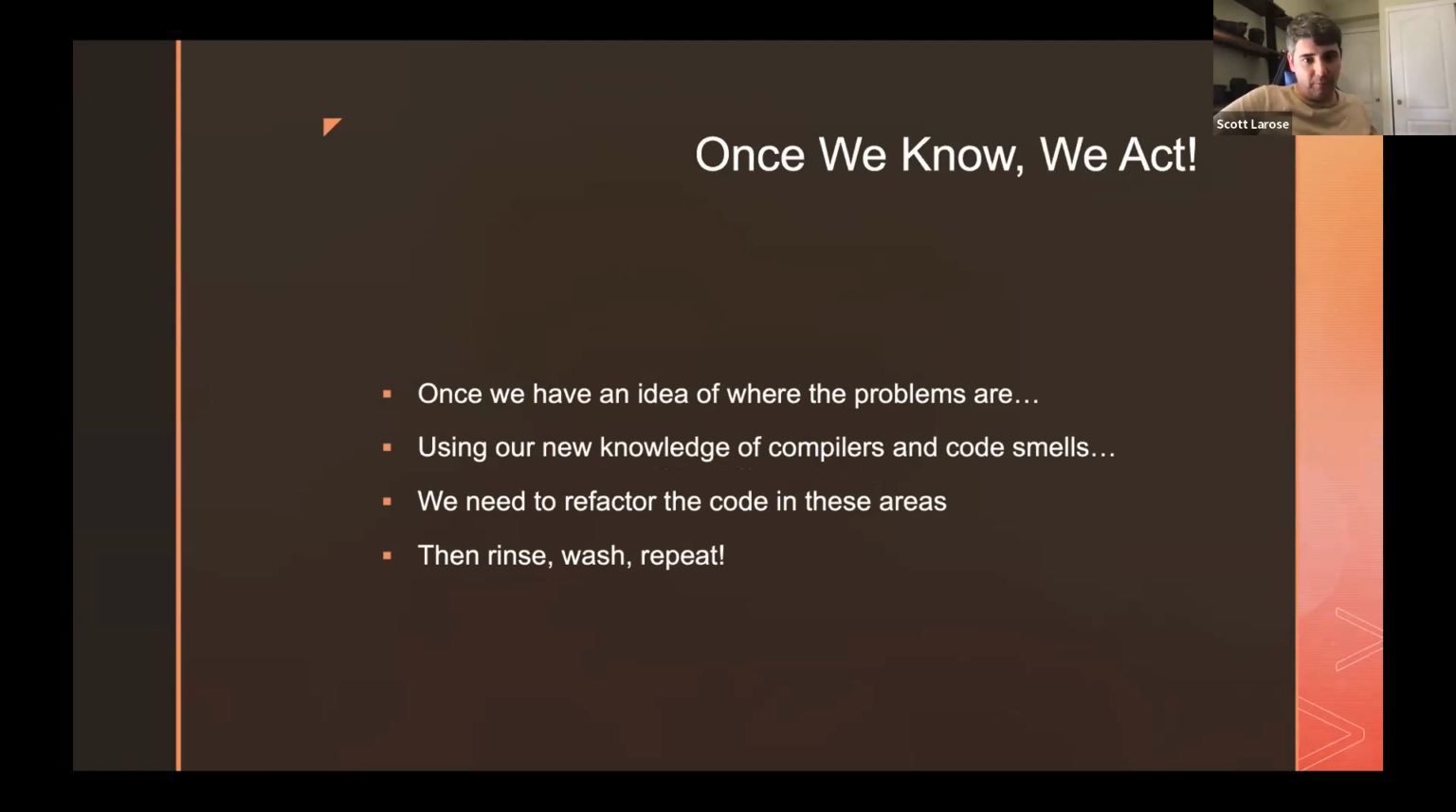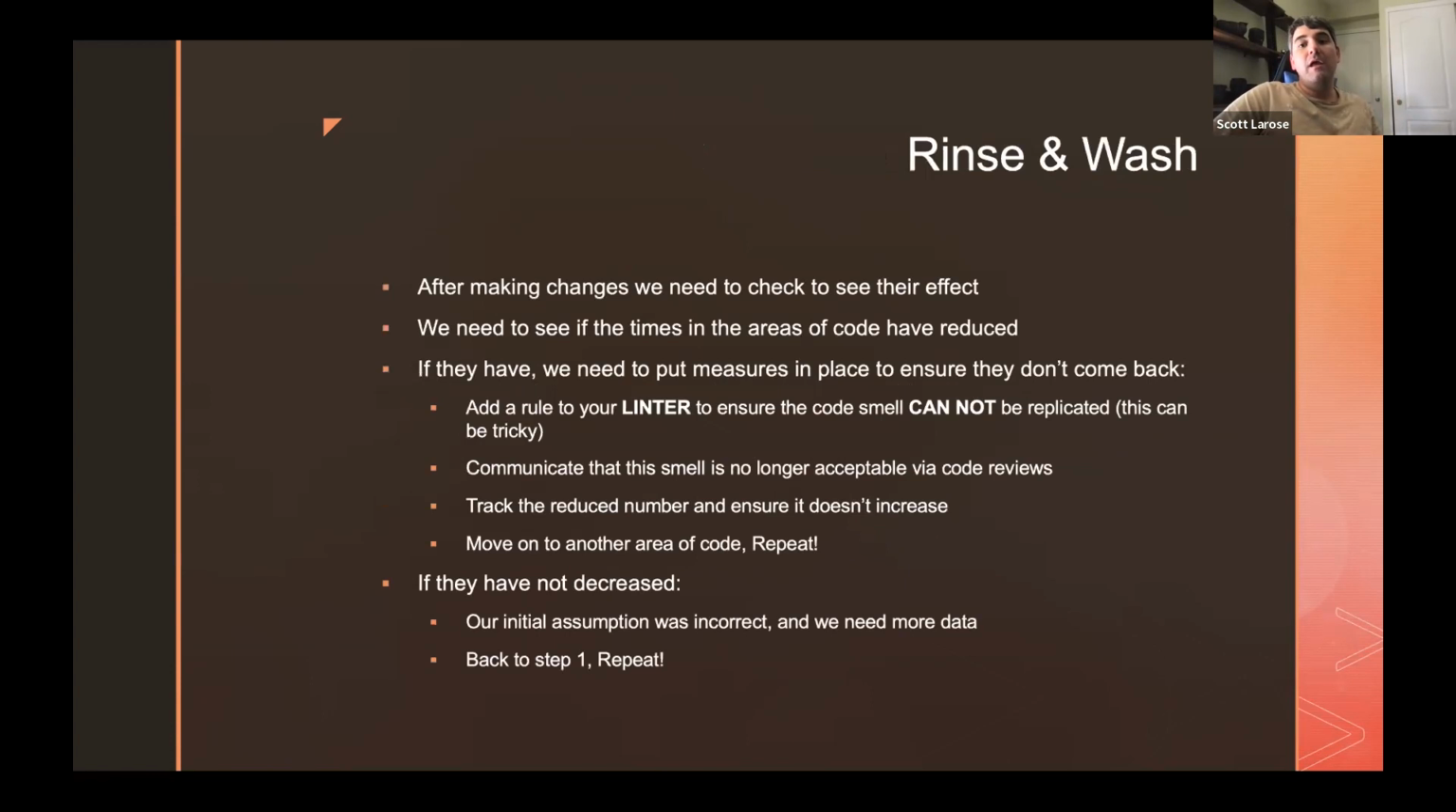So you basically form a theory as previously mentioned, and you say, okay, this is complaining. I suspect this is a complex one-liner. Maybe it looks like the one-liner that I showed before. Okay, let's apply the standard refactor of that. Let's break this up into multiple lines. And then you go using your knowledge of compilers and the discussed code smells, you refactor the code, and then you rinse, wash, and repeat.